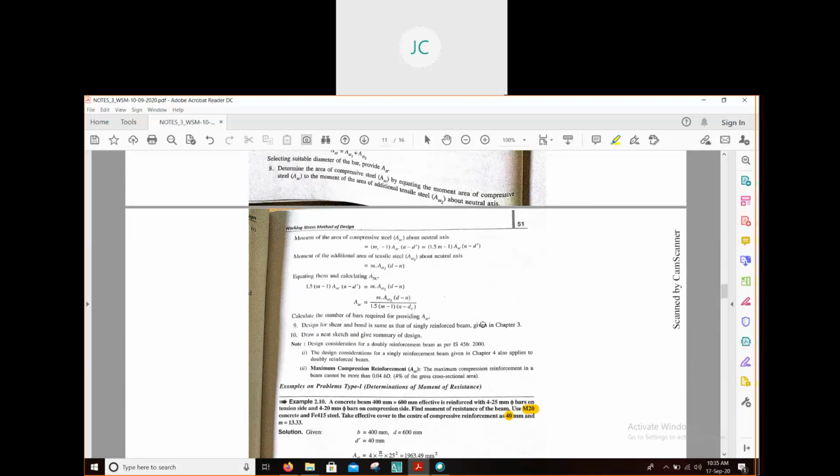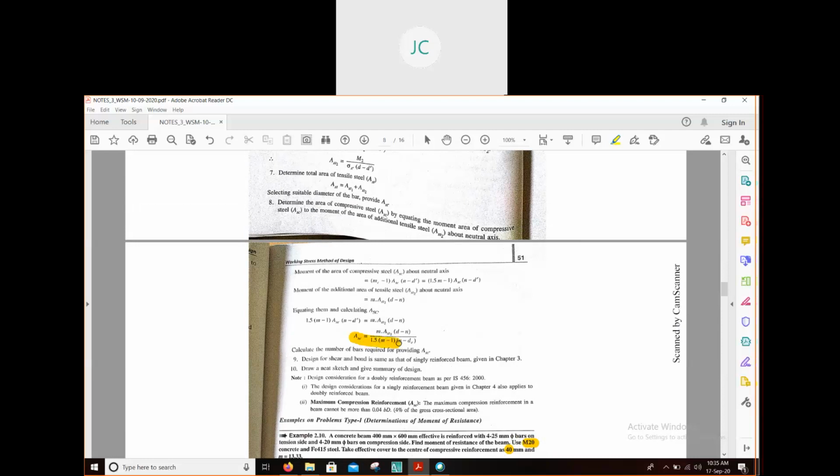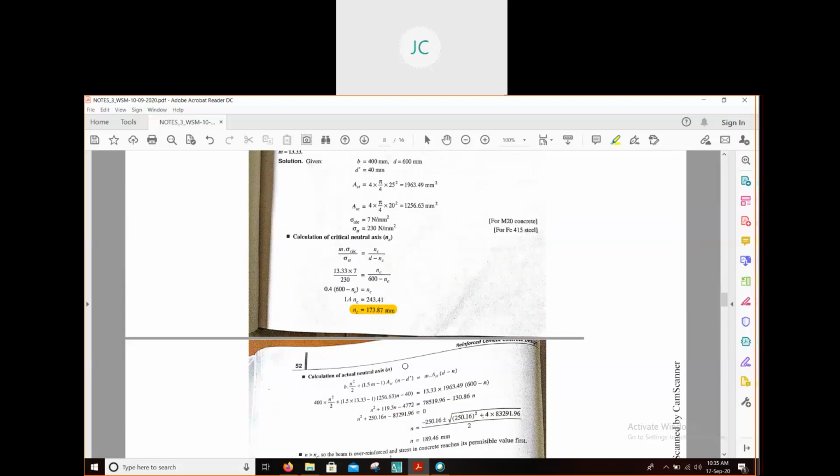In the notes it is given, see here, this is the equation we have to use to find out the area of steel. ASC equals m into AST2 into d minus n, divided by 1.5 times of m minus 1 into n minus dc or d dash, same. Whenever we have to resist an extra amount of moment, only in that case will we provide reinforcement in the compression zone. That's why in this case we will take M2.